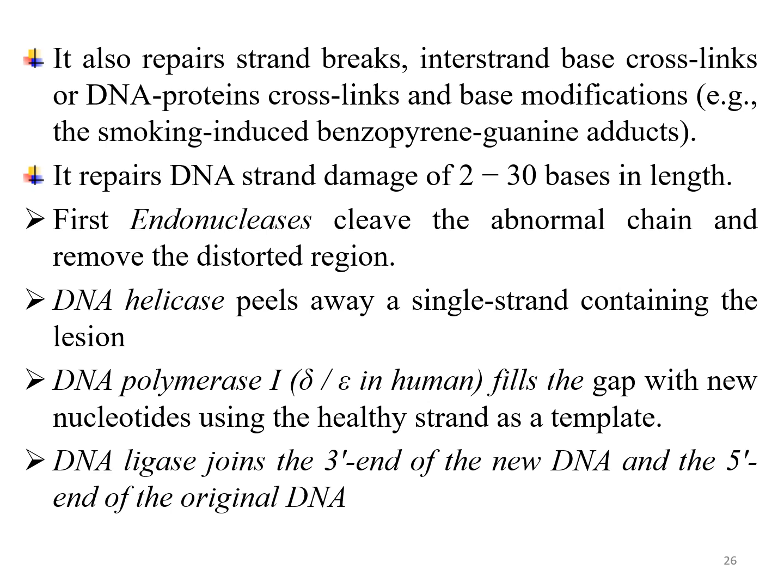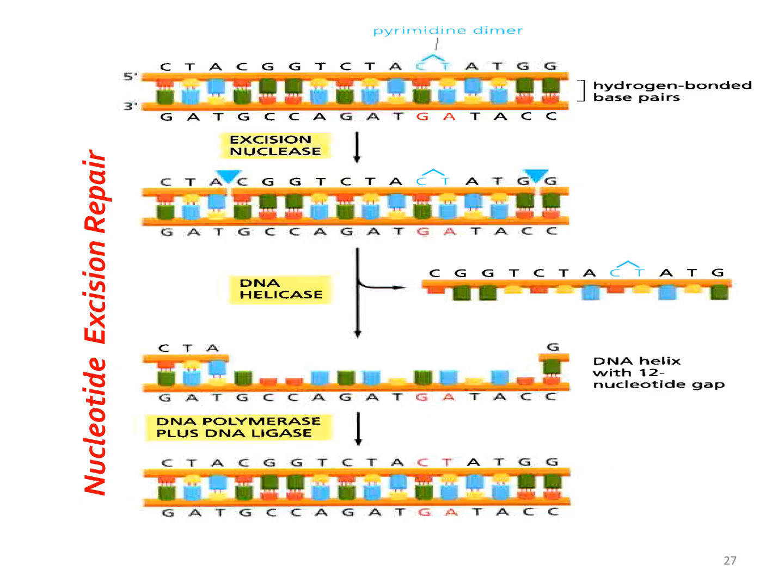DNA helicase peels away a single strand containing the lesion. Now DNA polymerase delta or epsilon in humans fills the gap with new nucleotides using the healthy strand as a template. Then after, the DNA ligase is used in the same fashion for what? Joining the two ends of the DNA so as to create what? The original DNA. This diagram shows how nucleotide excision repair takes place. Almost the mechanism is similar to the first one, so you have to see this diagram.